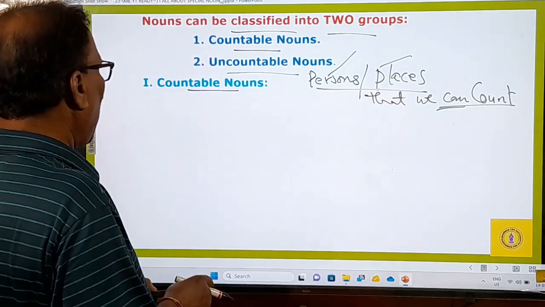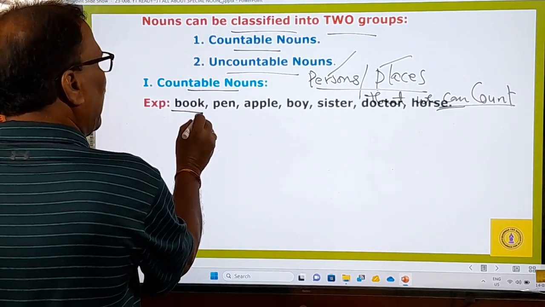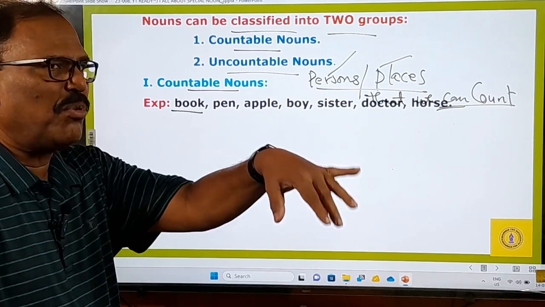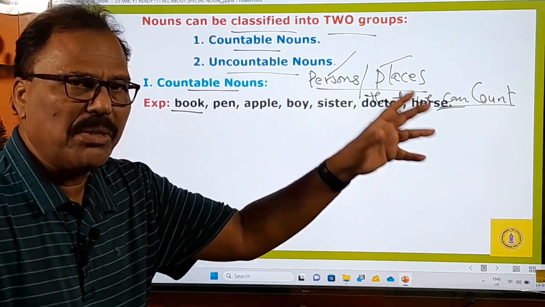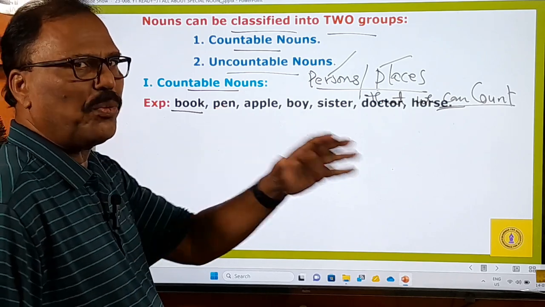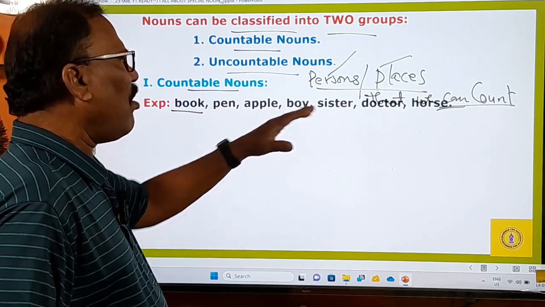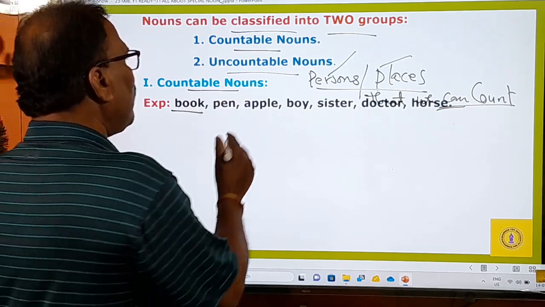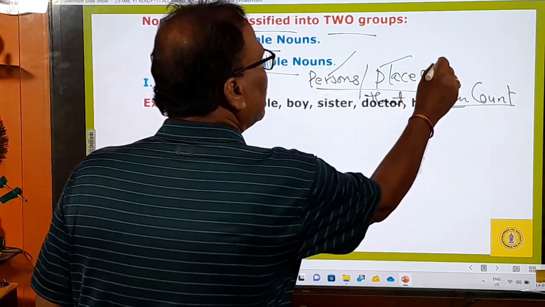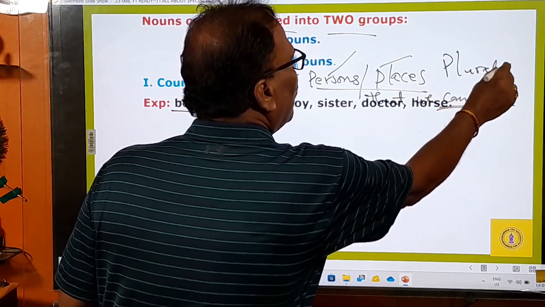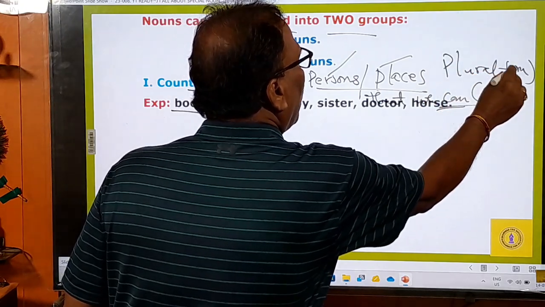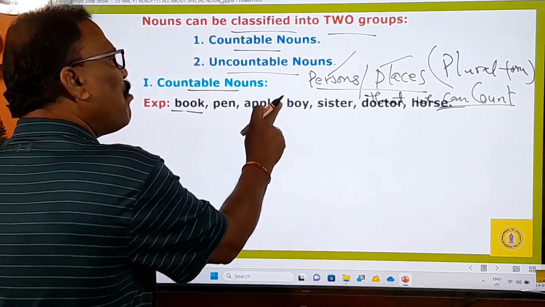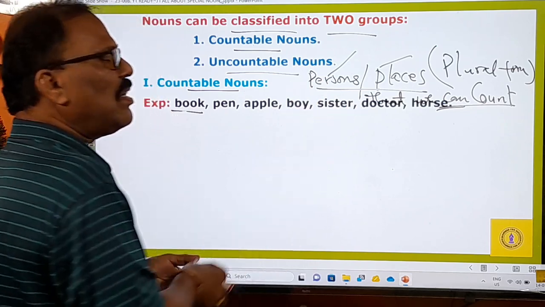For example, here I have given some examples. Book is there. It's a countable noun. You can count it. One book, two books, three books, four books, 10 books, 20 books, like that. Pen, one pen, two pens, three pens, like that. Apples, boy, all these nouns, you can count them. And therefore, these nouns have plural forms. Book, books, pen, pens, apple, apples, boy, boys, sister, sisters, like that.